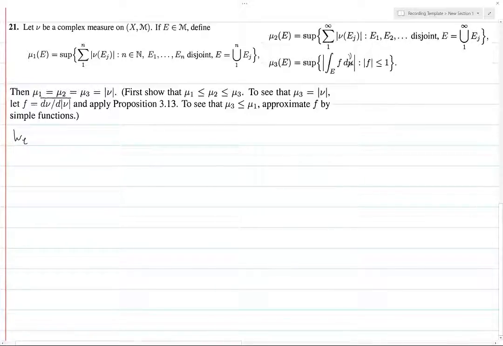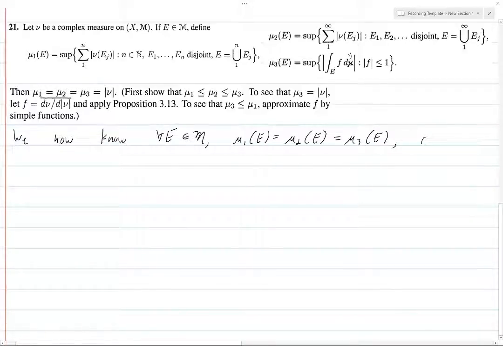So let's just summarize. We now know that for all E in M, mu 1 of E is equal to mu 2 of E is equal to mu 3 of E, i.e. mu 1 equals mu 2 equals mu 3. I now claim that mu 3 is equal to the total variation of nu.